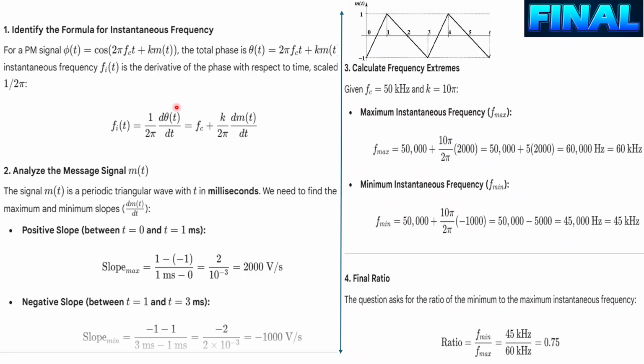Similarly for the minimum, again put the value, dm(t) by dt is equal to minus 1000, and get the value. So 50,000 plus k, that is 10 pi, by twice pi, times minus 1000, and now you will get 45 kilohertz, right? So now finally take the ratio of minimum to maximum, that is 45 kilohertz divided by 60 kilohertz. So finally your answer will be 0.75, right?